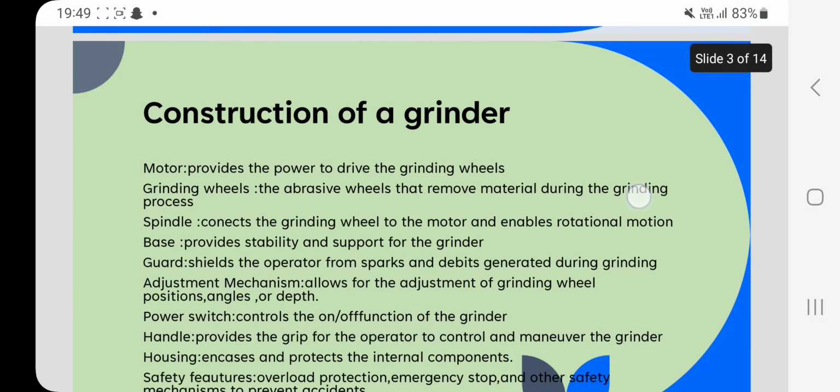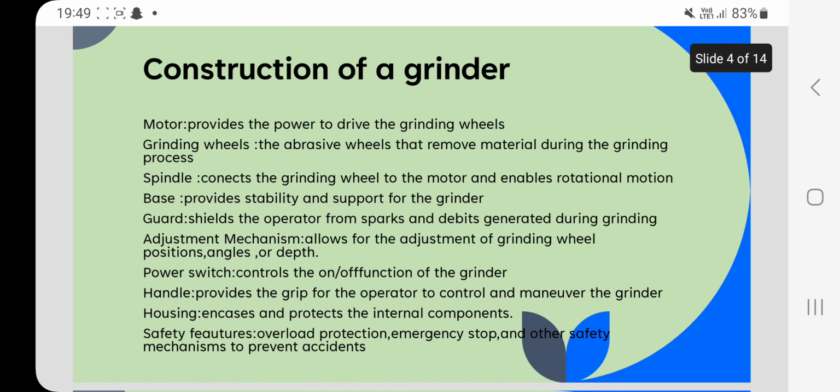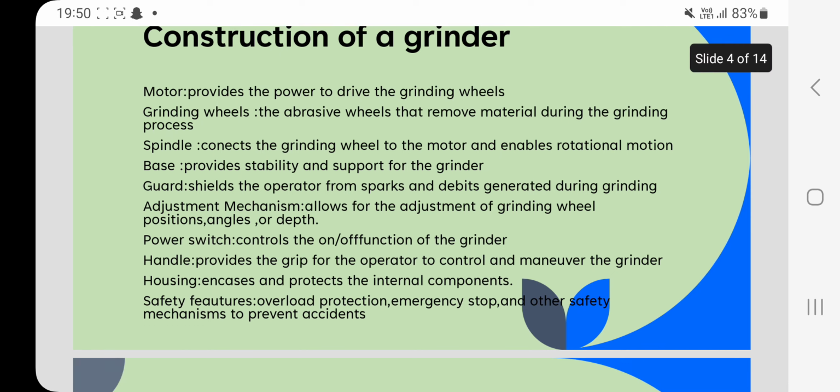Construction of a grinder. Motor provides the power to drive the grinding wheels. Grinding wheels, the abrasive wheels that remove material during the grinding process. Spindle connects the grinding wheel to the motor and enables rotational motion. Base provides stability and support for the grinder. Guard shields the operator from sparks and debris generated during grinding. Adjustment mechanism allows for the adjustment of grinding wheel positions, angles, or depth.